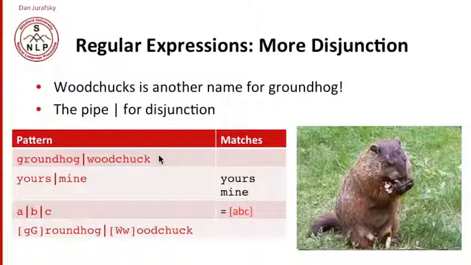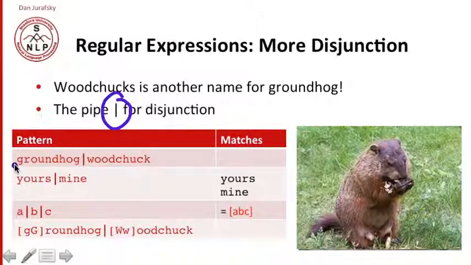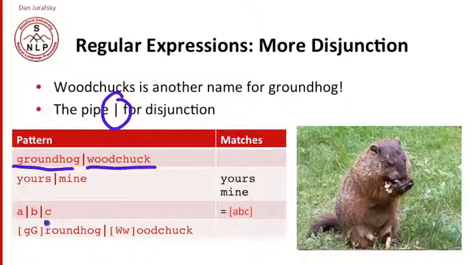Another kind of disjunction, which can be used for longer strings, is the pipe symbol, sometimes called or pipe, or just disjunction. So groundhog pipe woodchuck will mean either the string groundhog or the string woodchuck. So we can use the pipe symbol sometimes for the same thing as the square bracket. So A pipe B pipe C is the same as square bracket ABC. And we can combine these things. We can combine the square brackets and the pipe, so we can have groundhog or woodchuck, but use our square brackets for expressing capitalization at the beginning.